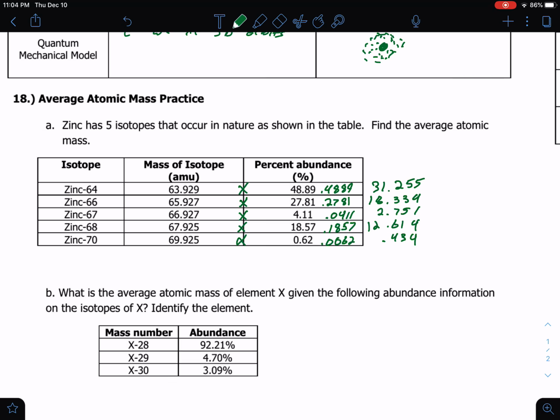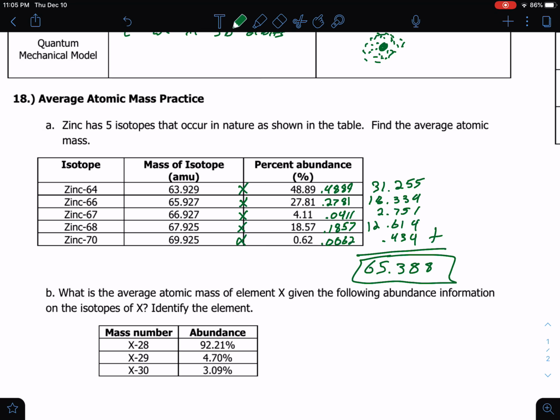Now that I have all those individual numbers, we're just going to add them up, and that will be our answer. So 31.255 plus 18.334 plus 2.751 plus 12.614, plus 0.434. And I get an answer of 65.388. So that is my average atomic mass right there.